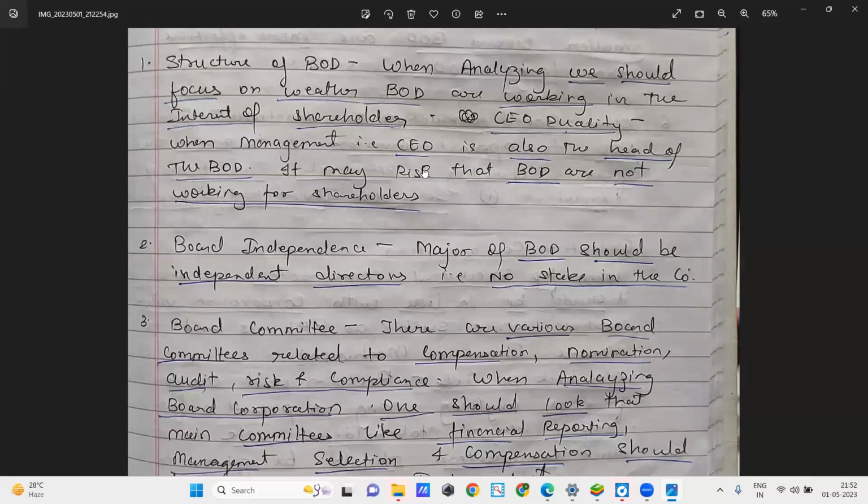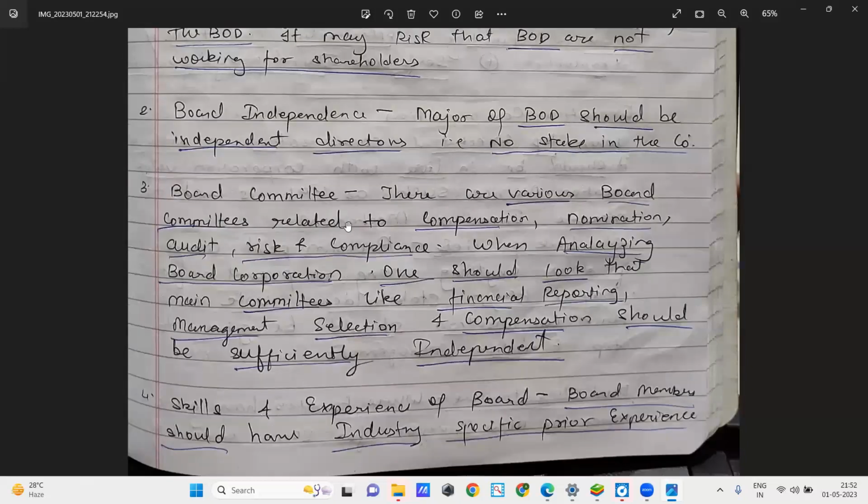Third one is the board committees. There are various board committees related to compensation, nomination, audit and risk. Every company has different committees. The compensation committee decides how much money should be given to the management. The nomination committee decides who should be nominated for positions like CEO or CTO. The audit committee looks into the financial statements to check they are good. The risk and compliance committee checks that the company is not exposed to any risk.